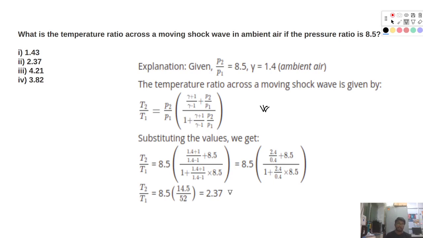Okay, just remember this formula. It is not that pretty straightforward to calculate directly, so you have to remember this formula, and putting in the values given in the question you can find the temperature ratio across the moving shock wave.